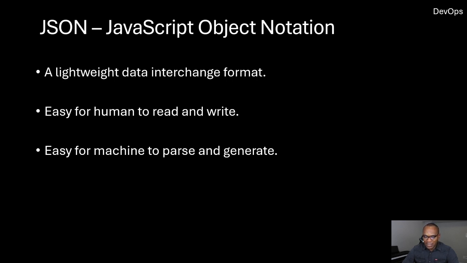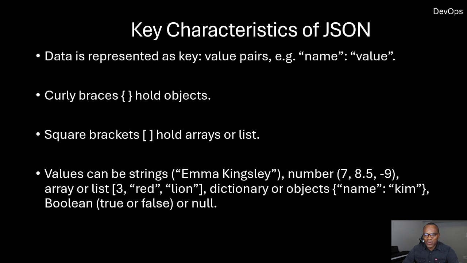And that's that. Let's continue. What are some of the characteristics of JSON? Data is represented as key value pairs, just as we saw in dictionary, and is written in curly braces. Curly braces will hold objects. Objects are like your key value pairs. Square brackets will hold arrays or lists.